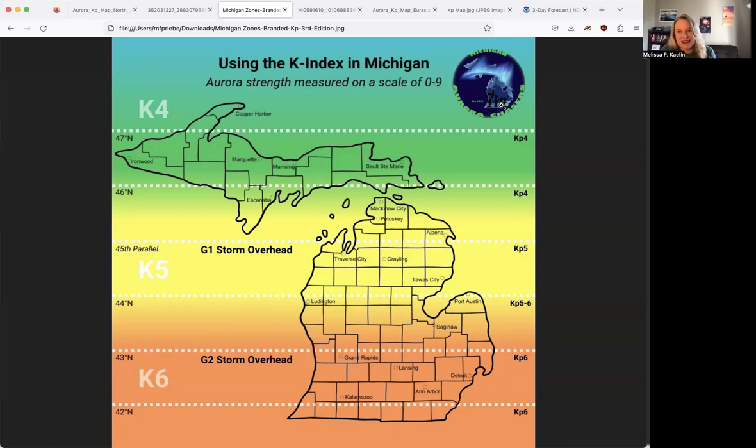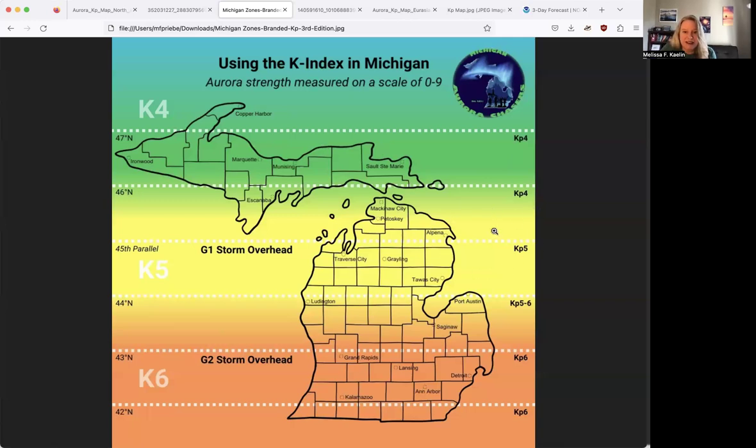But once you get down into the lower 48 states of the US, the Great Lakes region, or Michigan more specifically, we need at least a K4 in this area with the blue and green. This is giving you kind of normal aurora levels. K4, which is below storm levels, is all we need to see visible aurora basically overhead in the Upper Peninsula of Michigan. As we go farther south, we need stronger levels.